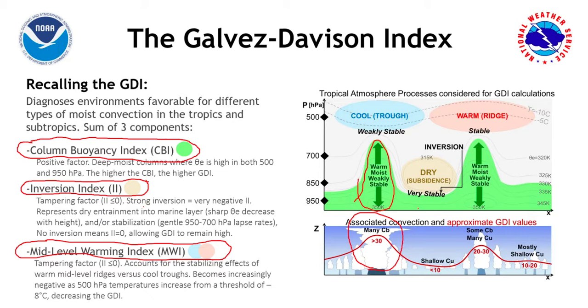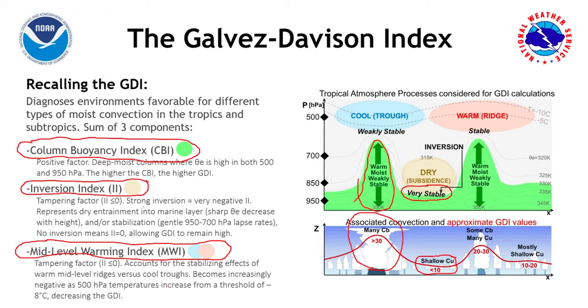Then if you look at the inversion index, this is an example of a strong trade wind inversion. When you have a lot of warm and dry air overlying moist air, and we have a sharp gradient, right? This shows up in theta E, and the GDI gets it. So whenever you see these very dry air masses and very stable inversions, the GDI will be very low. And this corresponds to these shallow cumulus regimes.